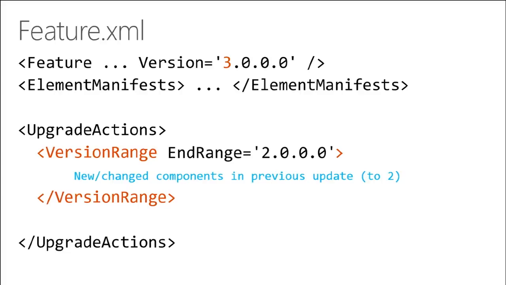Now, the end range value is exclusive. So you set it to the lowest version to which you do not want the upgrade actions applied. So as you can see there, I've set it to 2. And I'll just mention as an aside here, I looked up blog posts on updating features, many of them years old, and almost none of them got this right because we on the developer documentation team failed to note that the end range attribute is exclusive. So we apologize to all of those blog writers. It is exclusive. And finally, below the version range element, you add your new update markup for your current update to version 3.